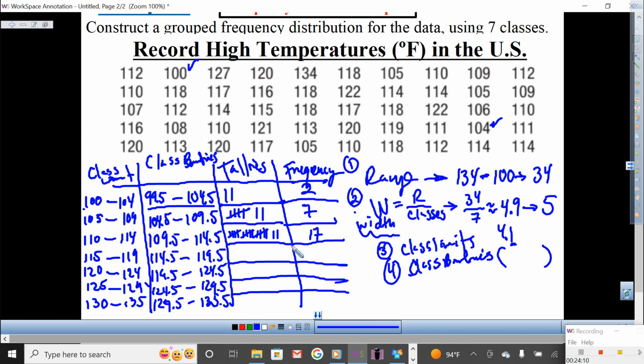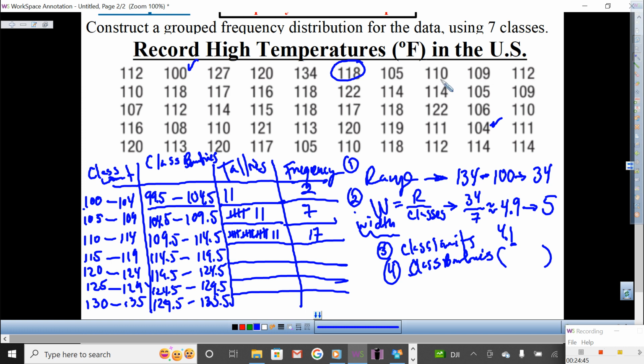Andrew, do you need more time? Okay. I'll give you guys some more time. All right, Andrew. 13. Okay, so let's go to the first row. From 15 to 19, let's see.